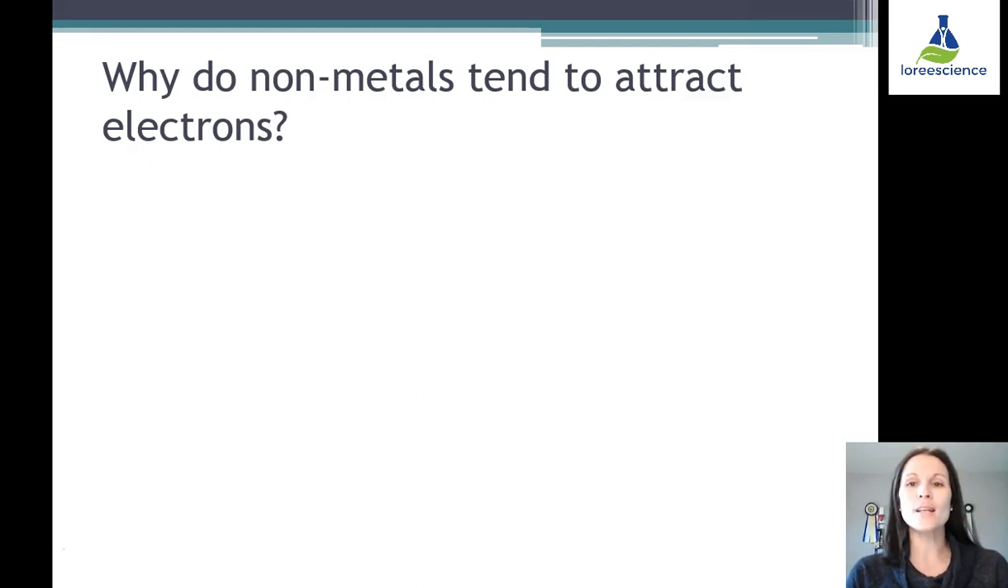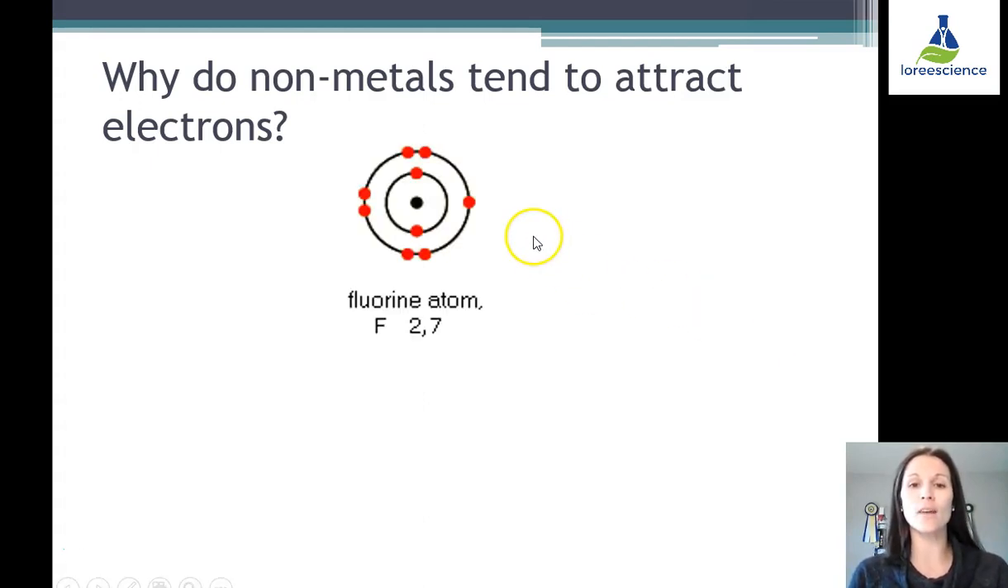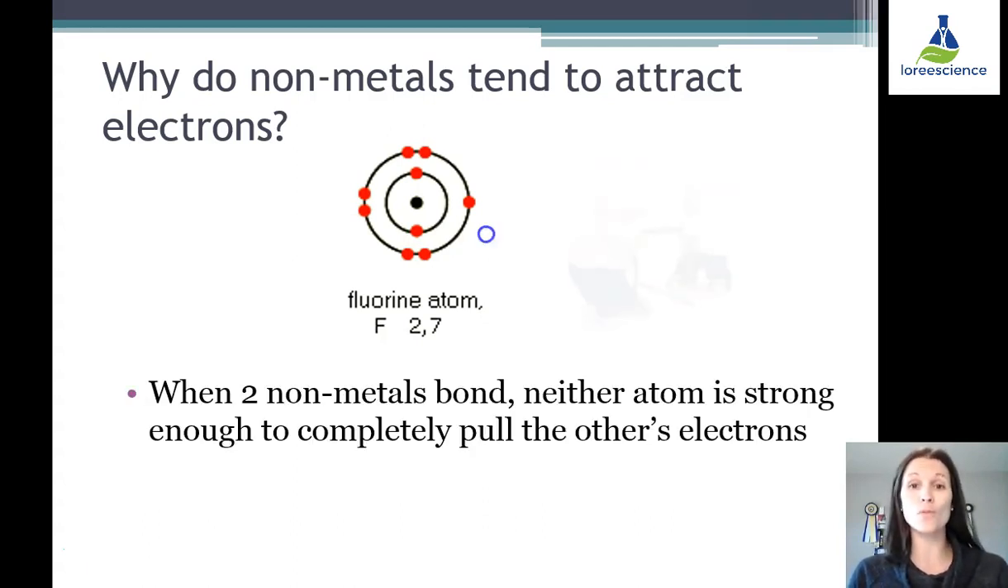Well, nonmetals tend to have an almost full valence or outer shell of electrons, such as fluorine. It has 7 electrons. It only needs 1 more to complete that outer shell and seek stability. So it's easier for them to attract 1 or 2 or 3 than to try to lose all of those multiple electrons and find homes for them.